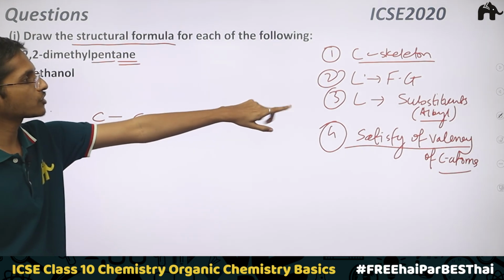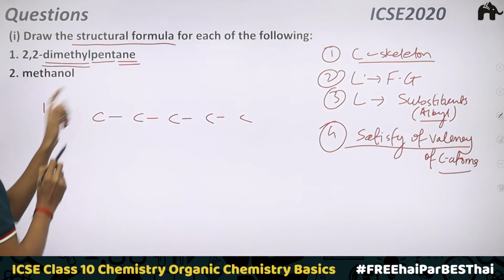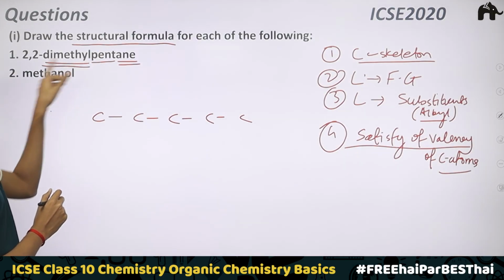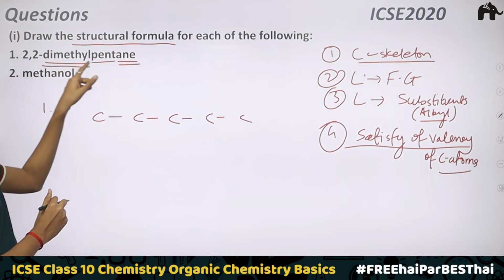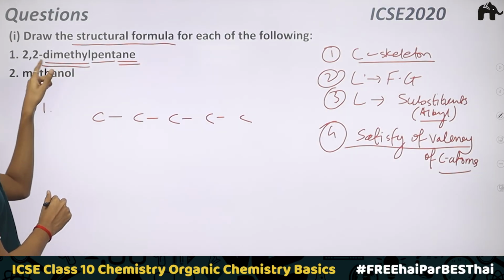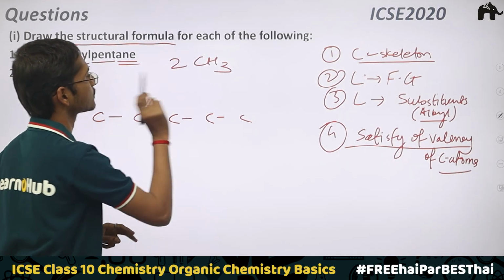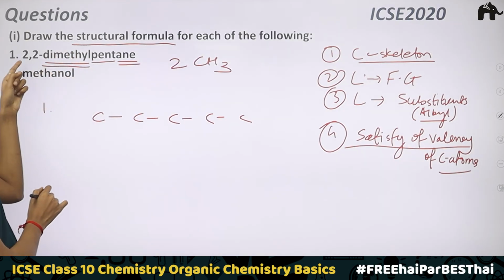Then next is location of substituent, which is alkyl groups. Here you can see this is the alkyl group. See, dimethyl. Before the root word, there is a prefix, and this prefix is having an alkyl group name. Okay, methyl is the alkyl group name, and di means there are 2 methyl groups. Okay, so 2 CH3 groups first of all, and their position is given as 2, 2.